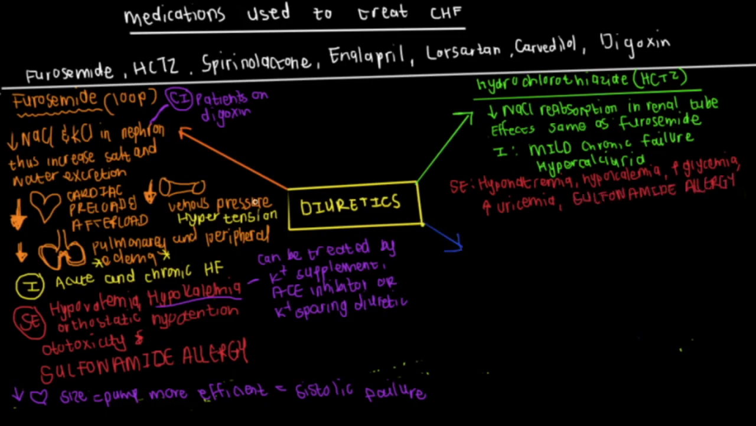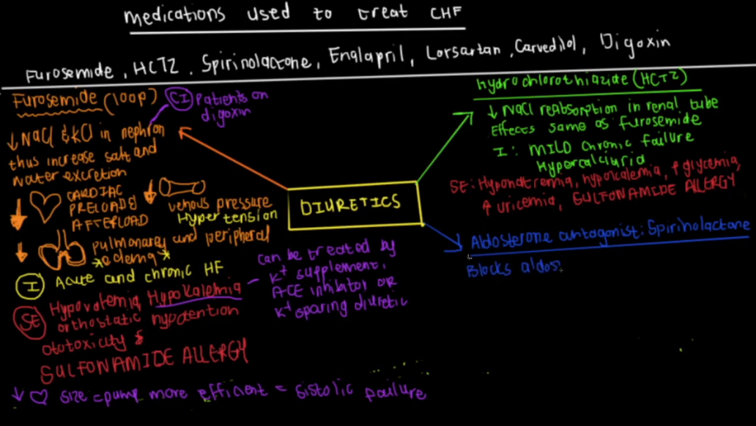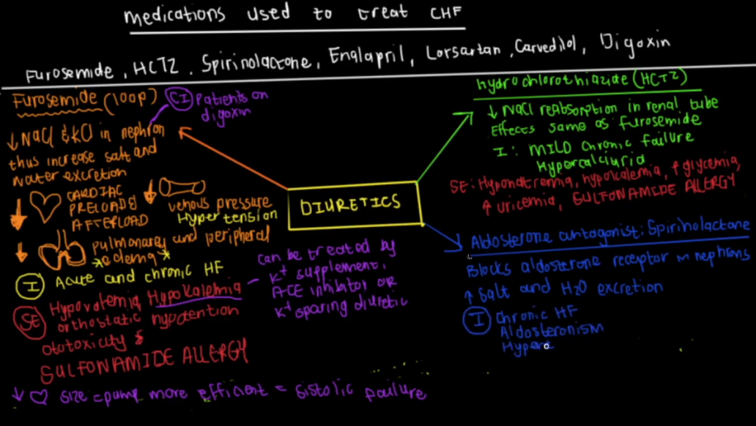So spironolactone is an aldosterone antagonist, and we also call it a potassium-sparing diuretic. It blocks aldosterone receptors in the nephron, so it increases salt and water excretion. This medication is used in chronic heart failure, aldosteronism, and hypertension. It has the side effects of hyperkalemia, and it's an anti-androgenic drug.